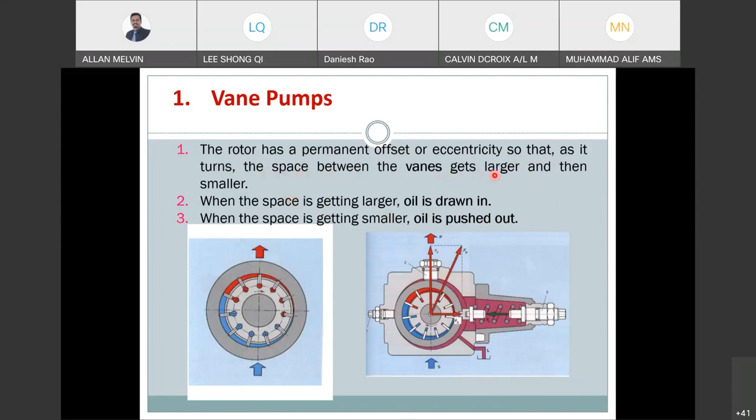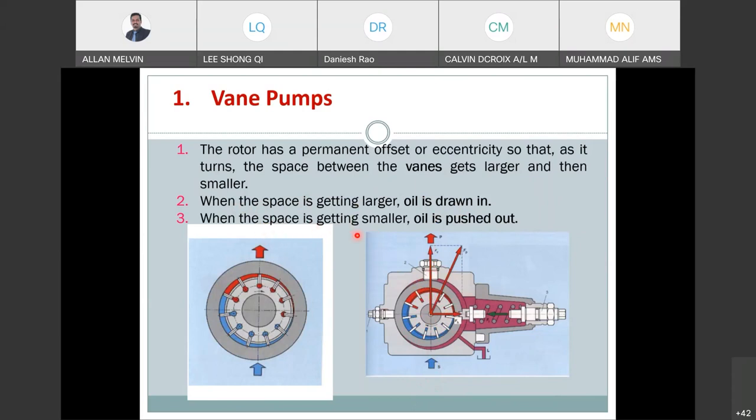So the space between the vanes gets larger and then smaller, so it becomes like a pulse. When it moves to the right hand side, the space becomes bigger or smaller. So it is using the space concept inside the body. When the space is getting larger, the oil enters, because more space is created. When more space is created, your pressure becomes low. So from high pressure, it will move to low pressure, so the oil enters inside.